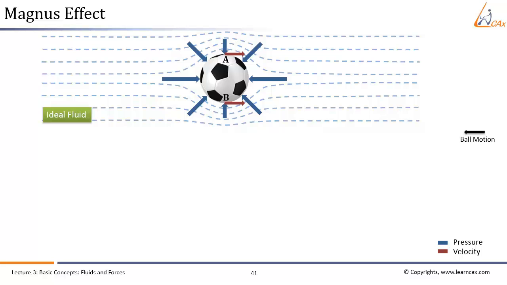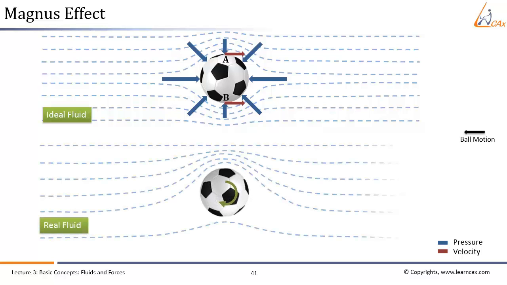Let us kick the football and give a clockwise spin to it in a real fluid. Let us see what happens at point A. The speed of circulatory motion adds up to the basic flow and we obtain a net increment in airspeed. An opposite situation happens at point B. The speed of circulatory motion is directed in the opposite direction and it is subtracted from the basic flow, resulting in reduction of airspeed.